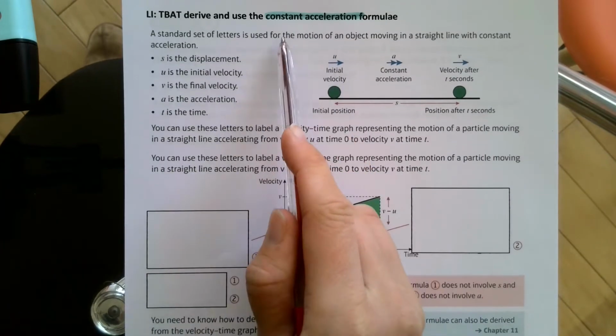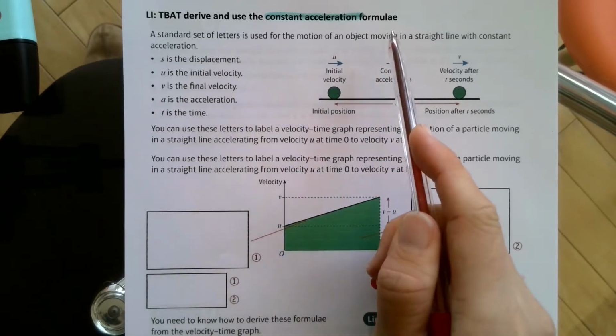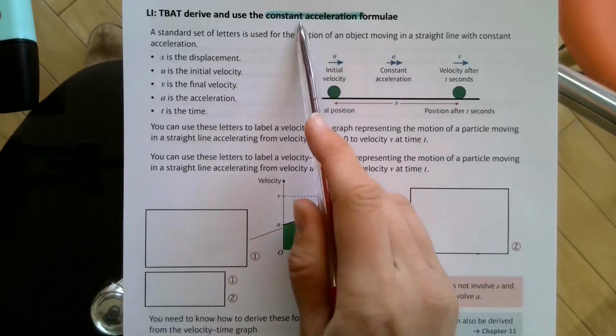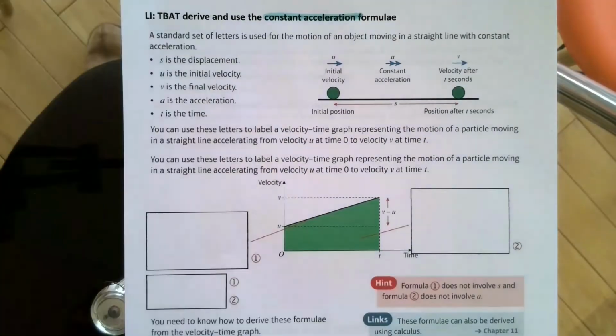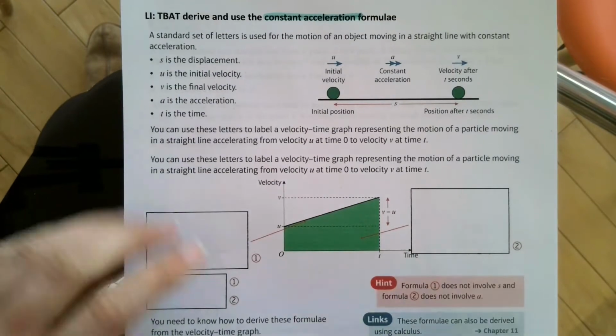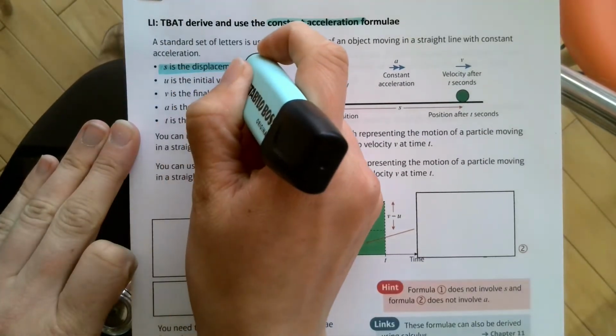So we might have an object that is moving from one place to another. It's speeding up, but the rate of change of velocity is always constant. So the acceleration is always maintaining as a constant value. Now, to be able to do these formulas, we need to have some standard set of letters. So the first one is an S to represent displacement.